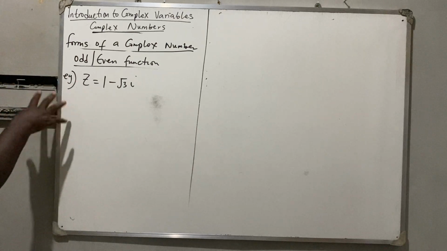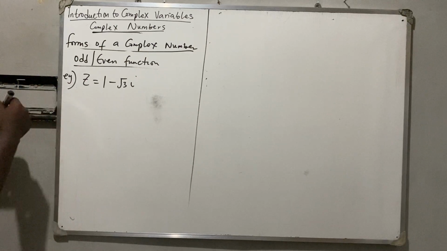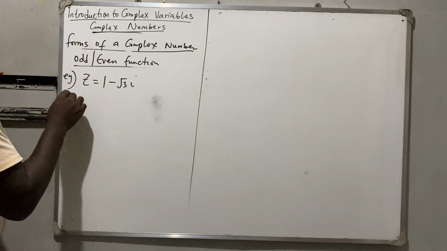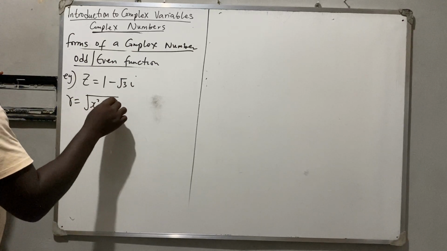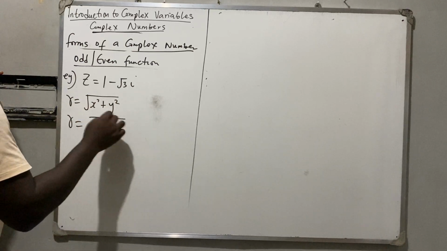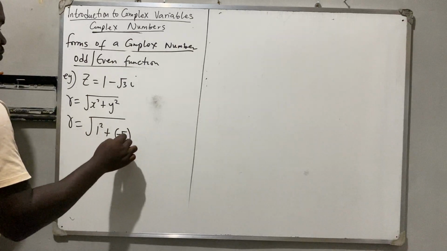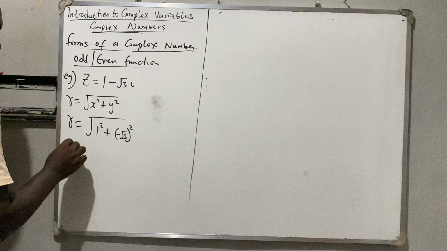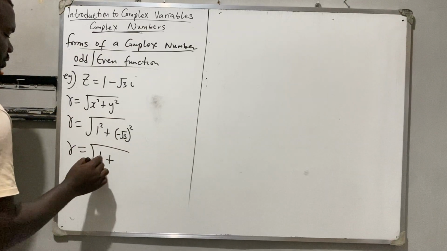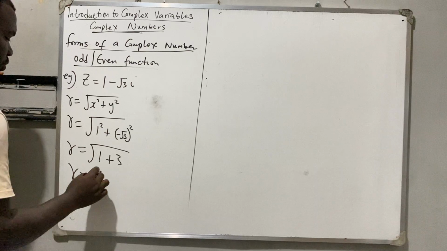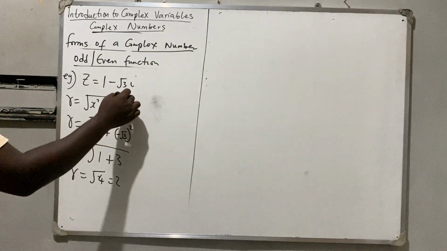So to change it to polar form, I'm going to do only the polar form so you can do the rest. I need my r. My r becomes the square root of what? x squared plus y squared. So my r is basically the square root of 1 squared plus minus root 3 squared. So my r is the square root of 1 plus 3, which is square root of 4, which is what? 2. Okay, so I've gotten my r.